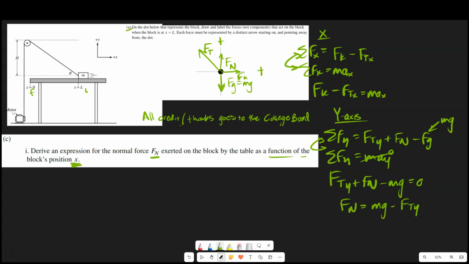Function of the block's position in terms of x. This is a problem in the sense that we have nothing in this equation in the y-axis that's going to help us in the x-axis. Okay, let's take it one step further and see if we can find something helpful.